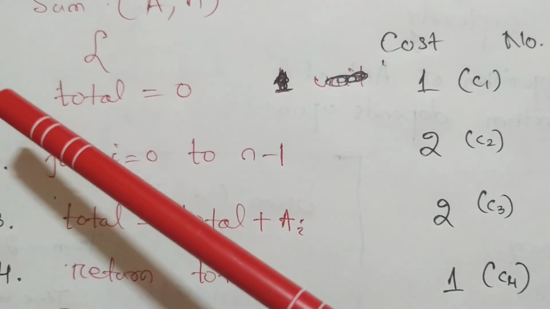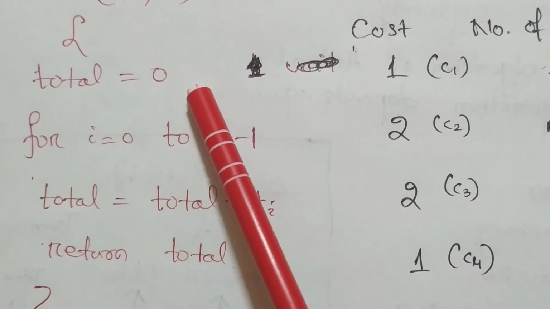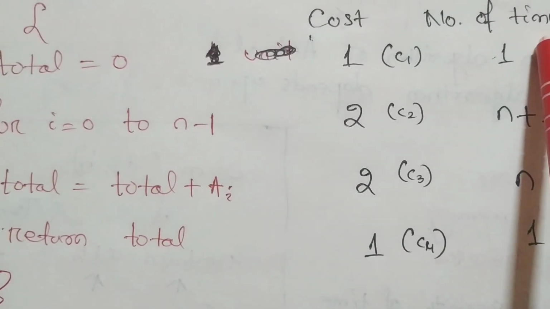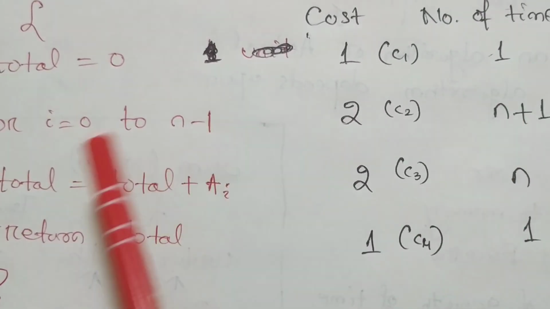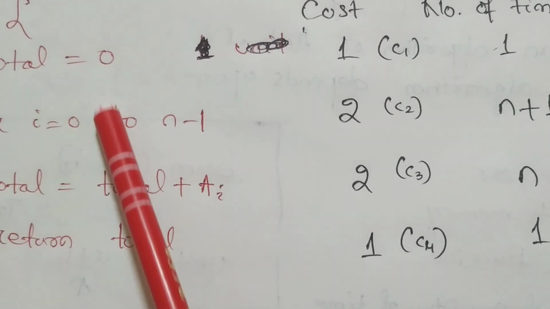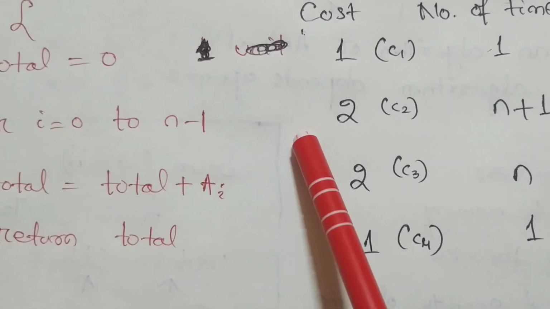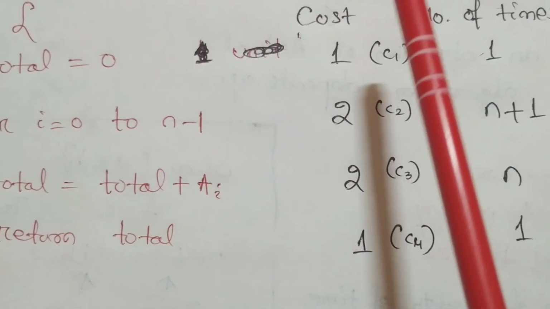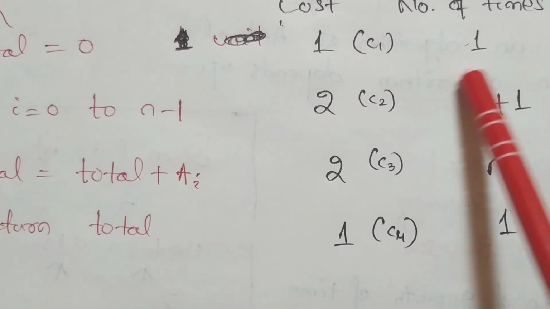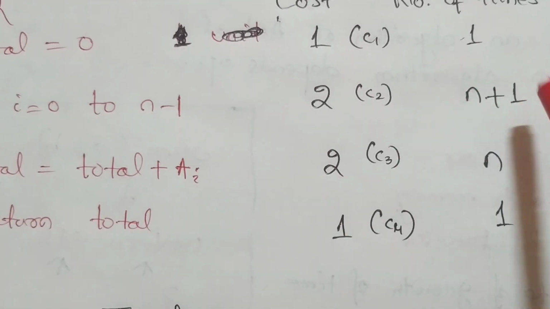So we'll number 1, 2, 3, 4 for these statements. Then total equal to 0. So what is the total cost? Cost is 1, and the number of times it takes to execute is 1. For i from 0 to n minus 1, here there is one initialization and there is one updation. So total cost is 2, and how many times will it execute? As there are n elements, so n plus 1, where 1 is for the false condition. So total is n plus 1 times.